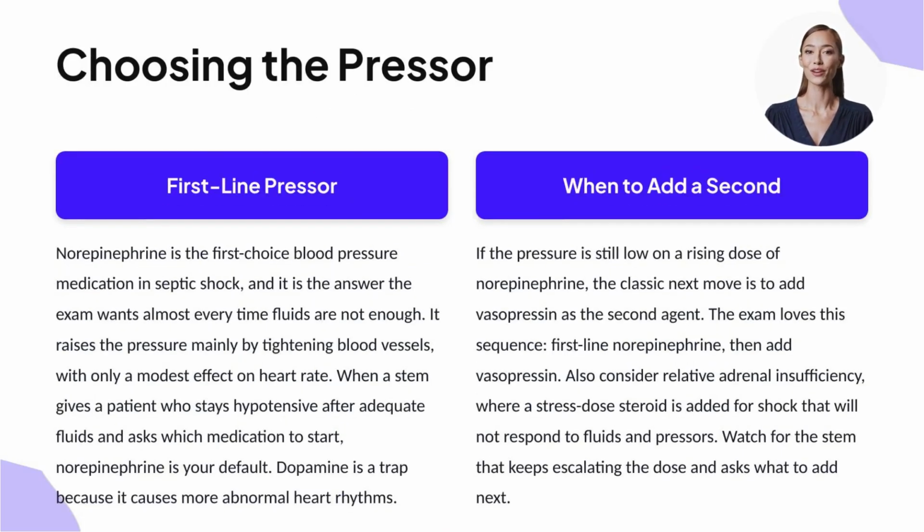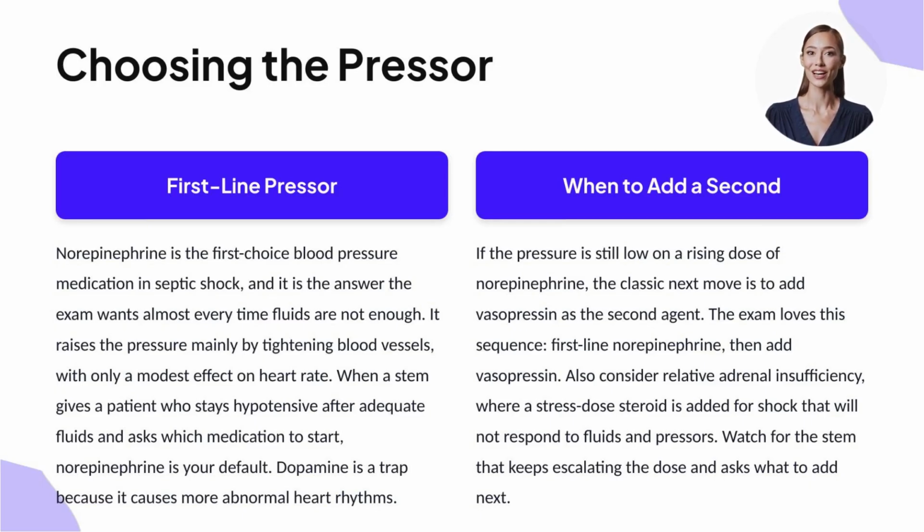Now we reach the part where the patient is still hypotensive, even after good fluids, which means we are in septic shock and we need a blood pressure medication. The single most testable fact here is the first-line agent. Norepinephrine is the first-choice pressor in septic shock, and it is the answer the exam wants almost every single time fluids alone are not enough.